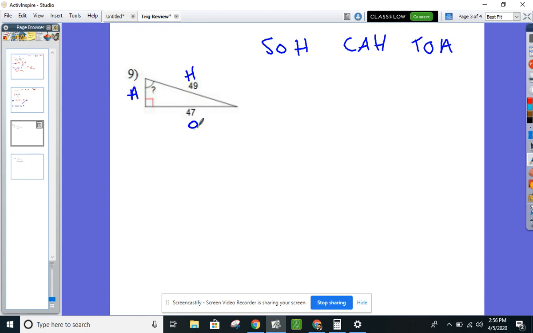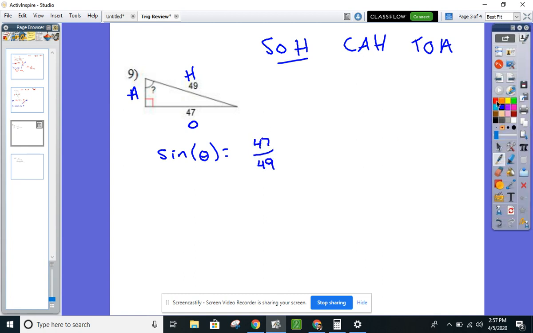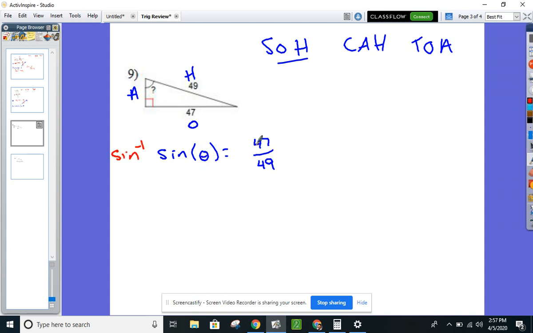So we look at the two sides we do have. We have the opposite and hypotenuse, so we're going to use sine. If you were setting it up, you would set it up: sine of the angle that we don't know equals our opposite over our hypotenuse, 49. Now, to get the angle by itself, we multiply both sides by the inverse. That crosses that out, leaving theta, the angle, equal to the inverse sine of 47 over 49. This is what's going to go in your calculator.